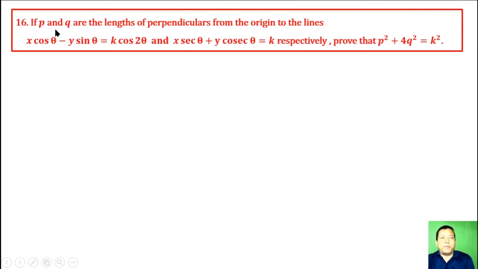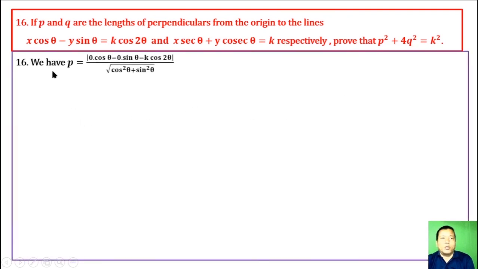16. If p and q are the lengths of the perpendiculars from the origin to the lines given, respectively, prove that p square plus 4q square equal to k square. We have p, using the perpendicular distance formula from the origin to this line, which is this. Simplify, we get this.